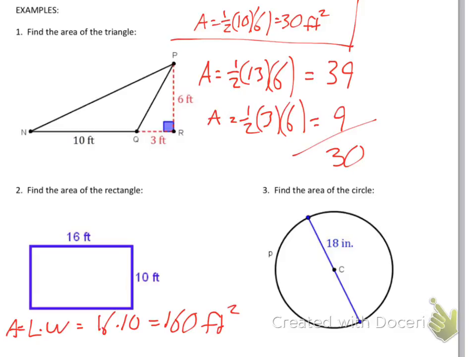Going to the circle, a circle with a diameter of 18. So area equals pi r squared. Diameter 18, so it's 18 divided by 2, which is 9, and it'll be squared. 9 squared is 81. So it equals 81 pi inches squared.